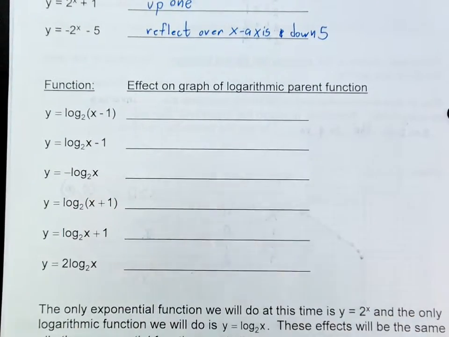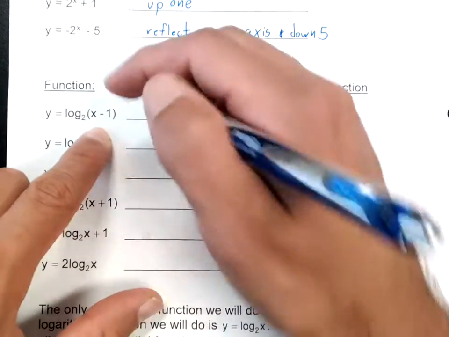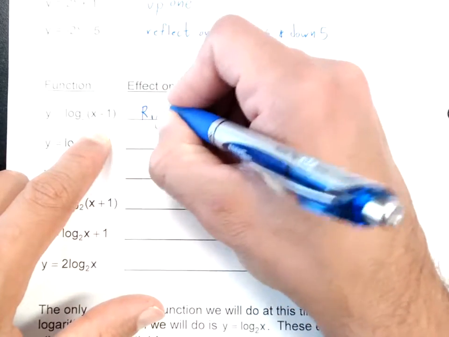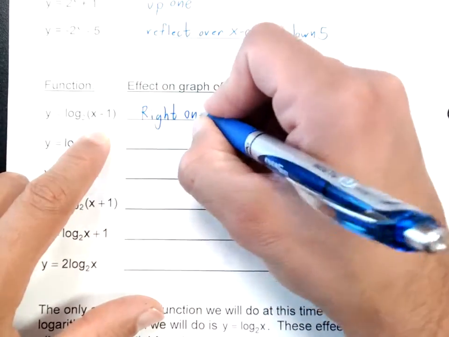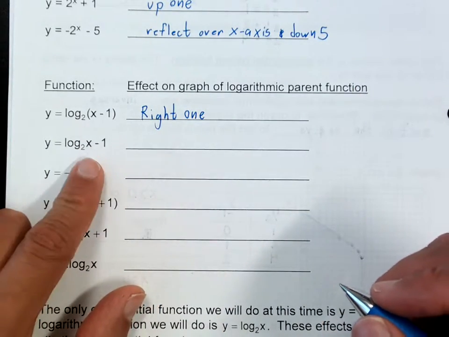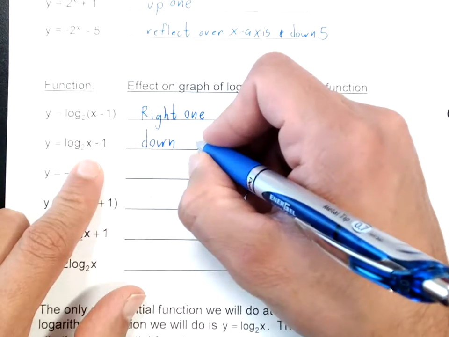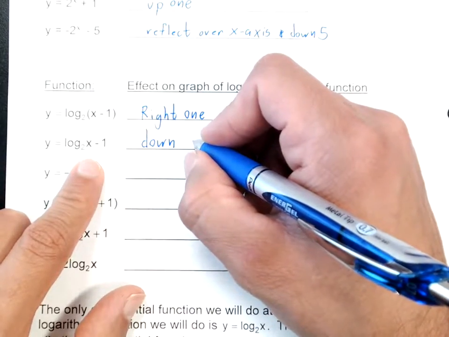Right on the next one, for the logarithms. If it's inside the parentheses, alright, then you're going to move it left or right. So notice that these are very similar to one another, right? But this one is actually telling me to the right one. But if I have no parentheses, then that means down 1. Alright? So remember, if you have parentheses, left or right. If it's outside the parentheses, it's up or down.